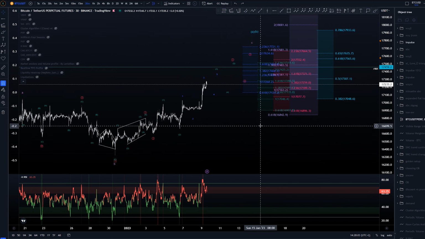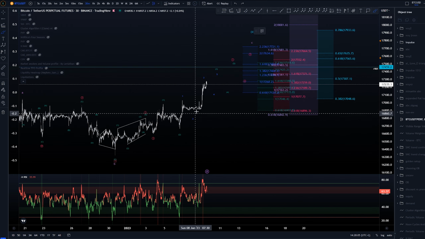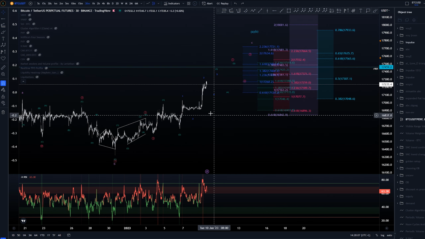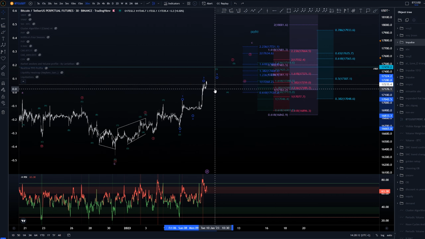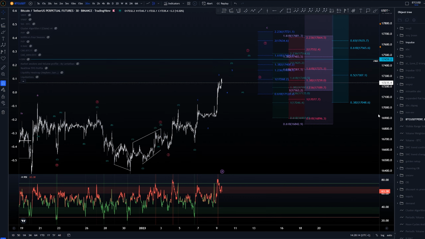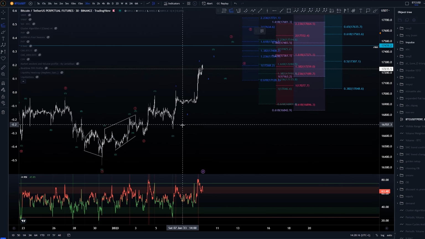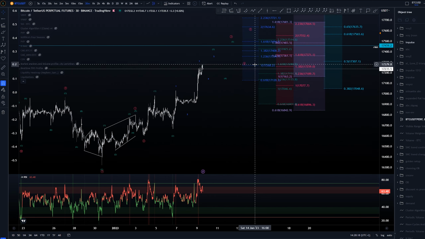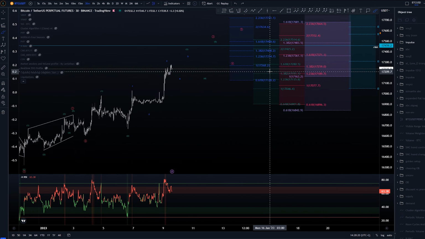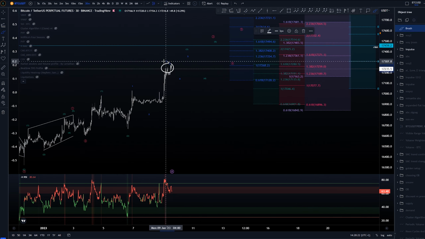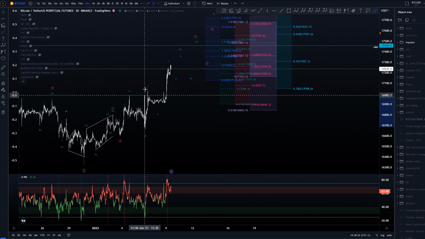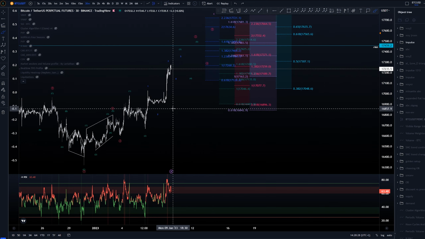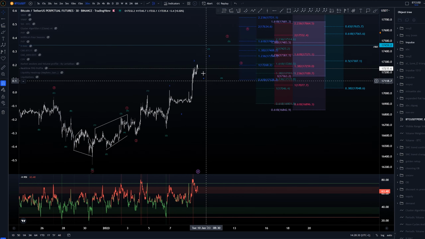This is not really my main count at the moment. However, we have been going higher and it looks decent as is. The reason I don't really like this too much is, again, the extension targets that we have here. This is, again, at the moment just hitting the 1-to-1 extension around the 17.2k area here. So this fits better in the form of an ABC instead. But this is still possible.